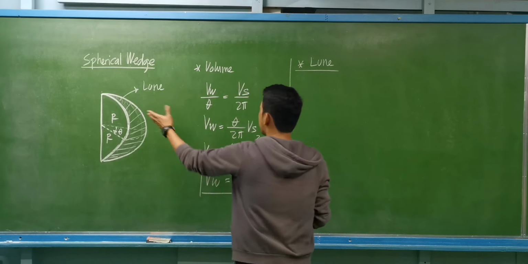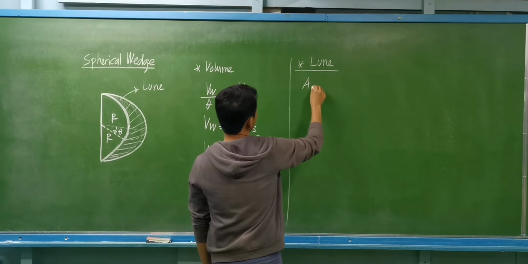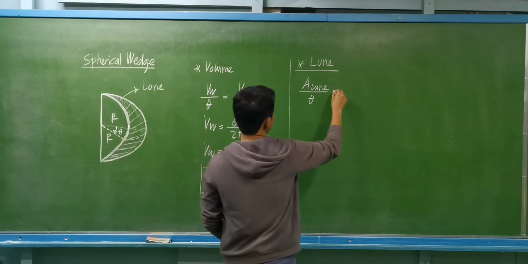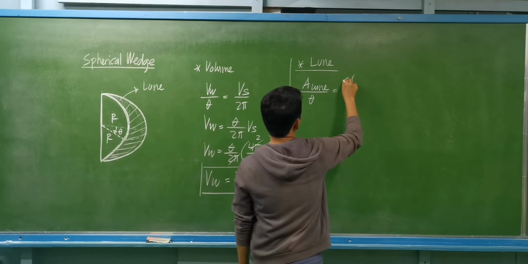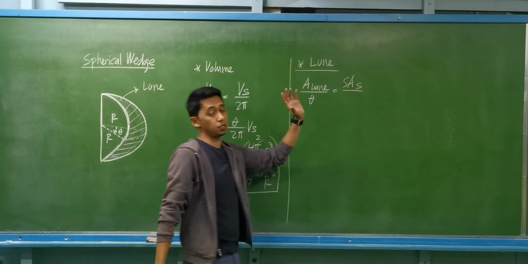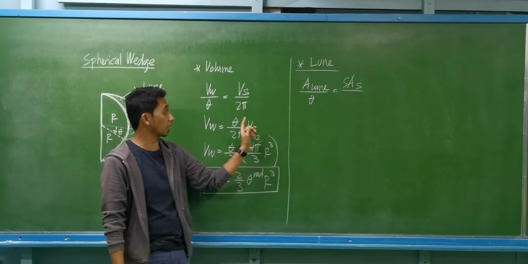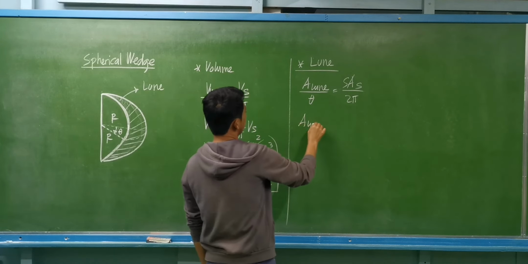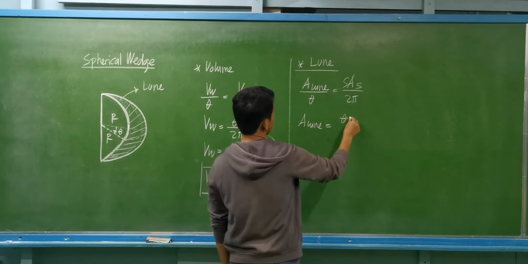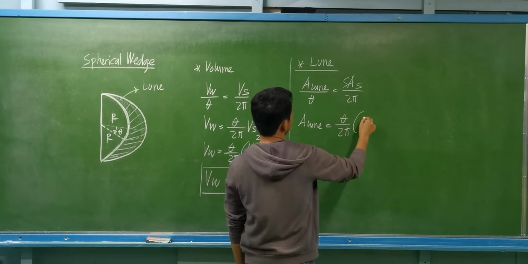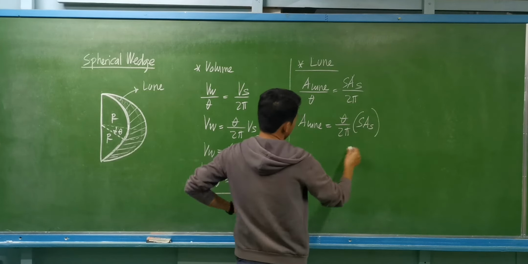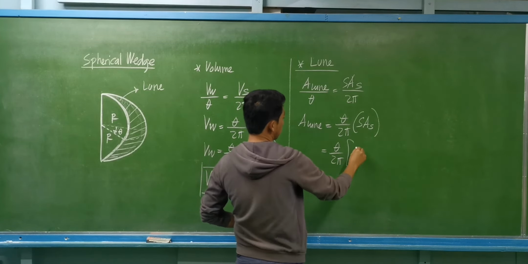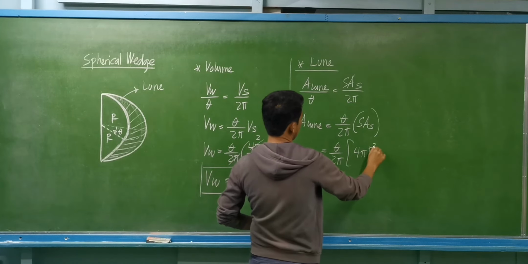The area of the lune, we can get by ratio and proportion again with the sphere. The area of a lune corresponding to a central angle theta is related to the surface area of a sphere, again, a complete sphere with a central angle equal to 2 pi. So the area of a lune is equal to theta divided by 2 pi multiplied by the surface area of a sphere. What is the surface area of a sphere? That is 4 pi r squared.